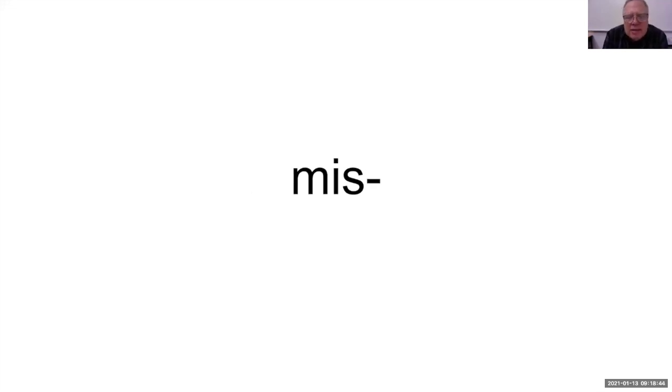Okay, MIS. What I want you to do is find a word or even make a word up and put the word MIS on the front. Now, the second part of the word, the root of the word, certainly will have to be a verb. In other words, an action word, something you do. Okay?